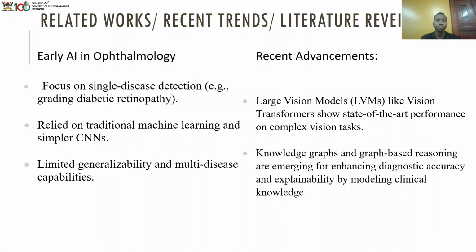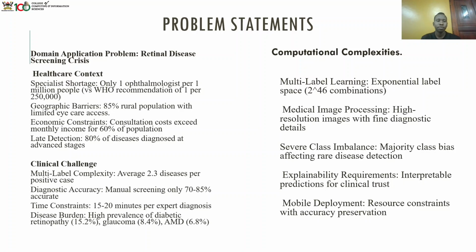Moving on, when you look at the recent trends, early AI in ophthalmology was focusing on single disease detection like diabetic retinopathy, using traditional machine learning and simpler CNNs, with limited generalizability and multi-disease capabilities. But now, with the advances, we are using LVMs, large vision models, and transformers to show state-of-the-art performance, and also knowledge graphs and graph-based reasoning.